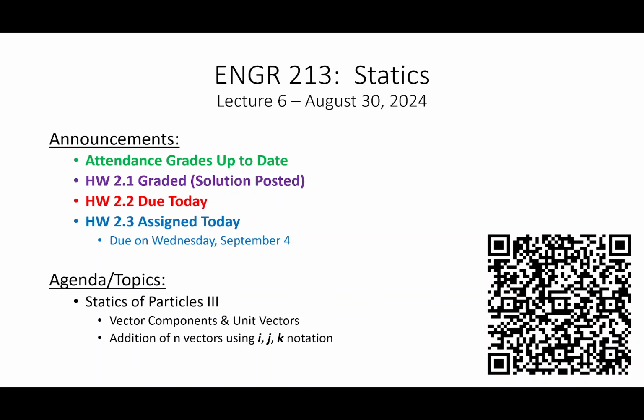But I think you'll find that our better method of doing things using IJK notation will resolve any confusion. And it'll be a lot more straightforward, a lot more systematic. And we'll see that adding 7 vectors is easier using this approach than maybe adding 2 vectors using a graphical approach.